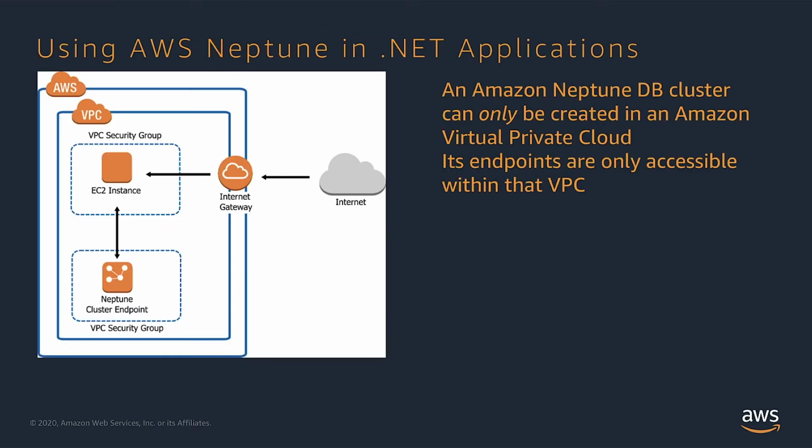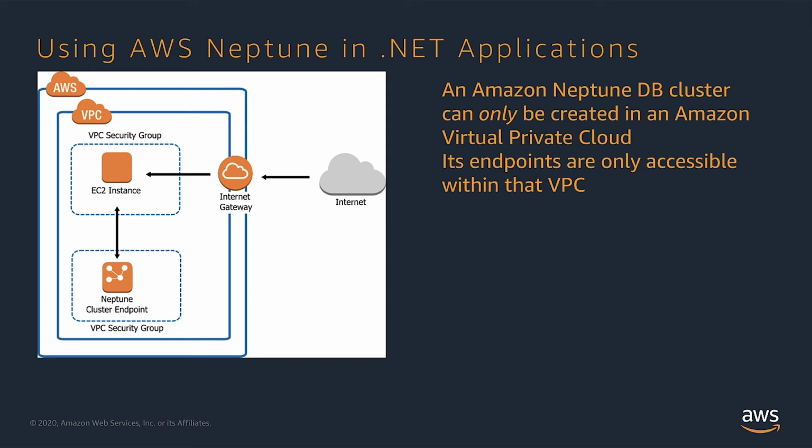Now let's talk about connecting to Amazon Neptune in our .NET applications. An Amazon Neptune database cluster can only be created in an Amazon Virtual Private Cloud, or VPC. Its endpoints are accessible only within that VPC. So for the purposes of this demo, I set up an environment as shown in the diagram. I provisioned a Neptune cluster within a VPC. Within the same VPC, I also provisioned an EC2 instance from where I will run my .NET application to query the Neptune database.